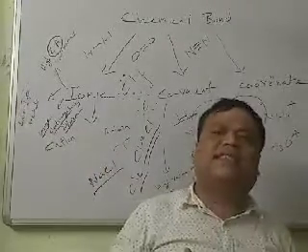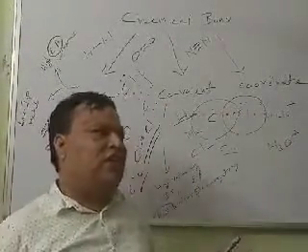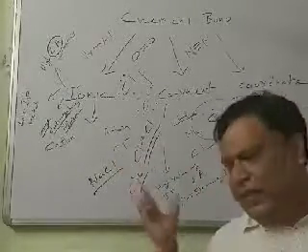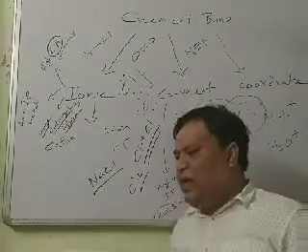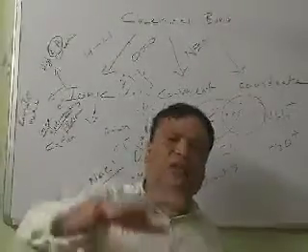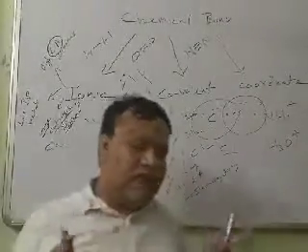Before teaching you the last concept, the coordinate bond, I will teach you one more thing. Covalent bond gives you compounds which are of two types: one is polar and one is non-polar. I will teach you that in the next video.